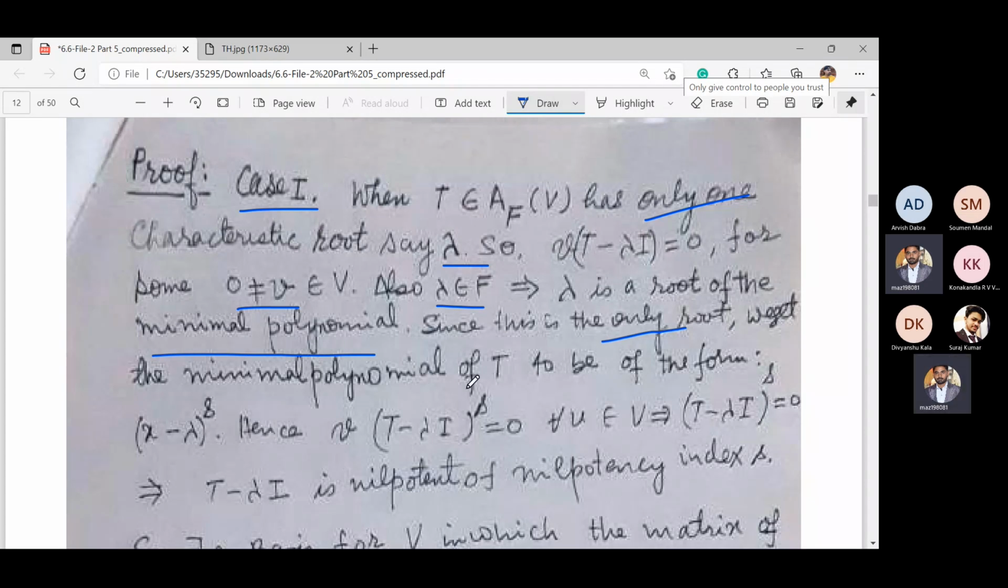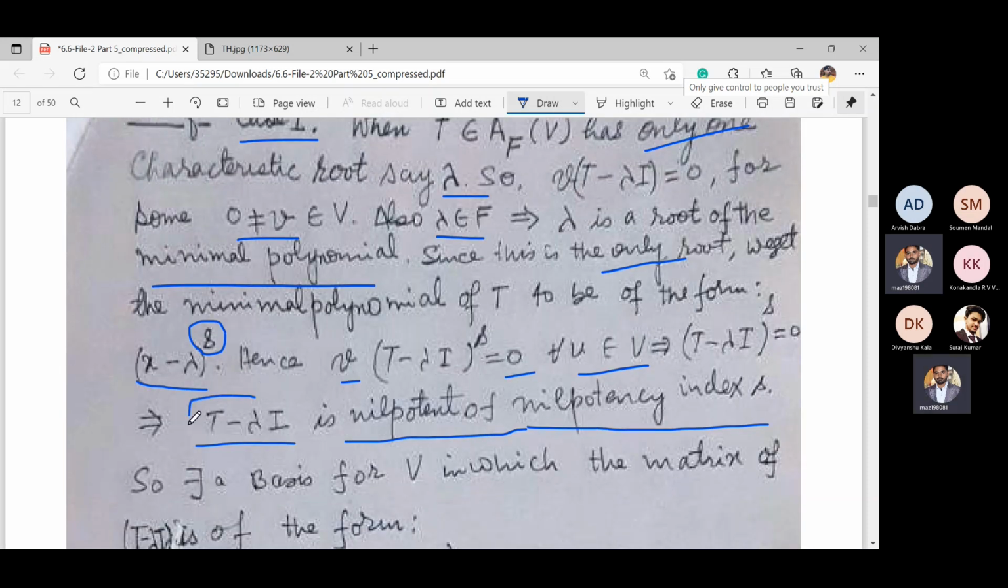So we get the minimal polynomial of T to be of the form (x minus lambda) raised to power s, where s is less than or equal to n. If the dimension of vector space V is n, then (x minus lambda) raised to power s is the minimal polynomial of T. Hence, we operate T minus lambda I over v, then we get 0 by the minimal property of the minimal polynomial for all v in V. So (T minus lambda I) raised to s equals 0. This implies T minus lambda I is nilpotent of nilpotency index s.